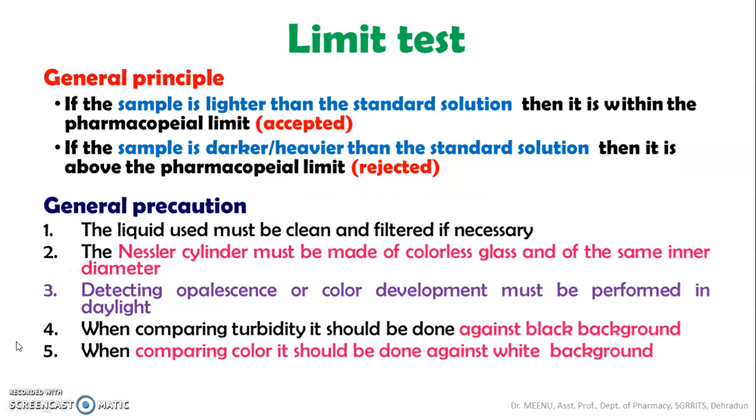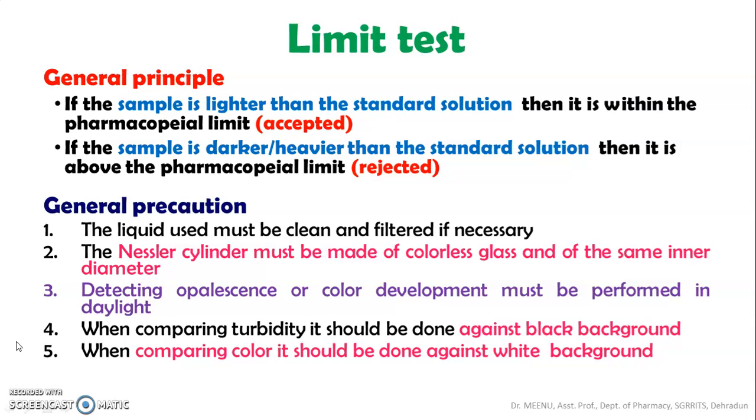Now, before proceeding to the different limit tests, we must know the general principle behind the limit test. A limit test has a general principle that we have to compare our sample with the standard solution. If the sample is lighter in case of either the opalescence or color than the standard solution, then we can say that the sample contains the impurities within the limit. That means within the pharmacopoeial limit. That time we can say that the given sample is to be accepted.